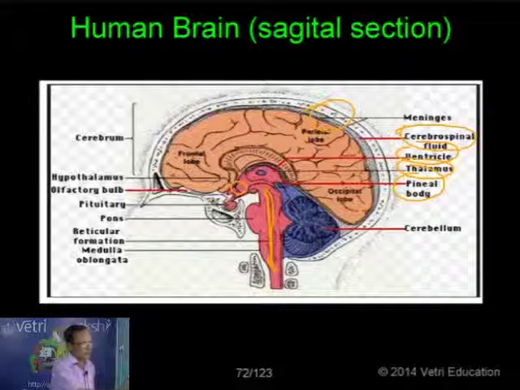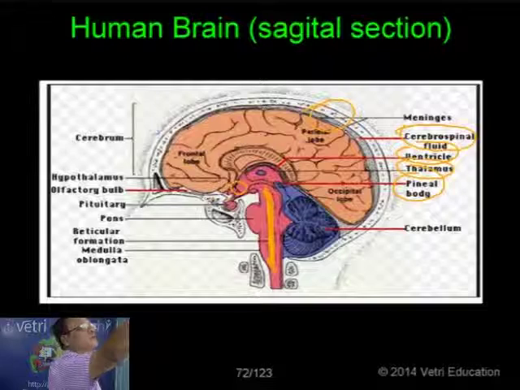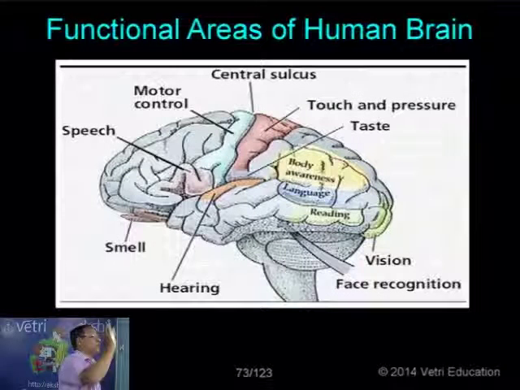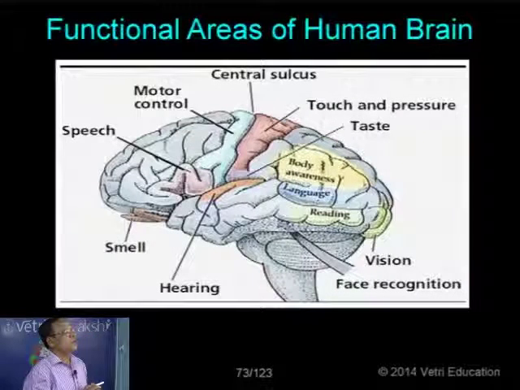This is what is called the reticular formation of the brain stem, a network connecting the midbrain, pons and also the medulla oblongata. So this is another picture for clarity. You have to go through the different diagrams, and you can see the different structures. And also we can see the functional areas of the human brain.